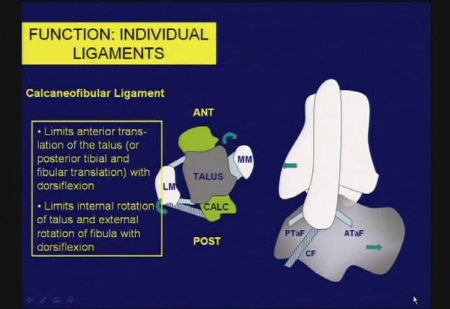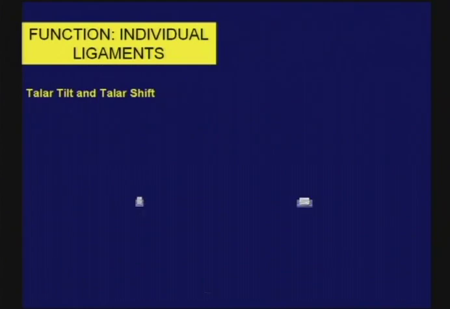And the calcaneofibular ligament limits anterior translation of the talus with dorsiflexion, and we indicated why dorsiflexion was important, and limits internal rotation of the talus and external rotation of the fibula with dorsiflexion. So it functions in the position of dorsiflexion.